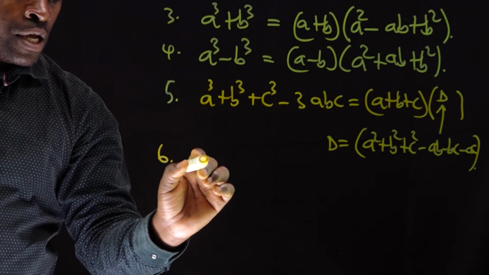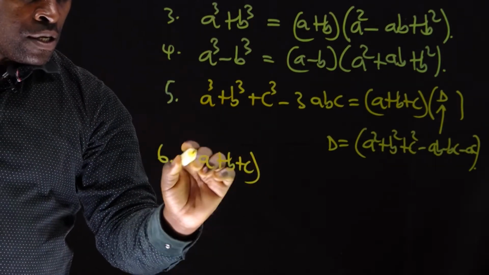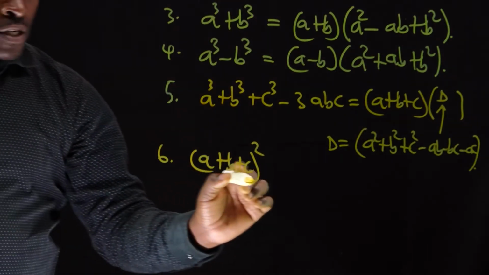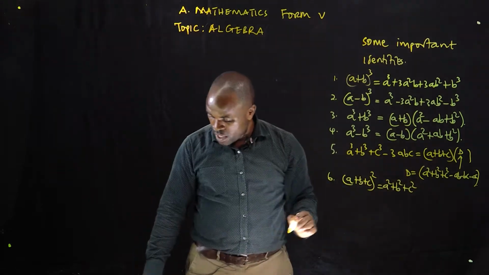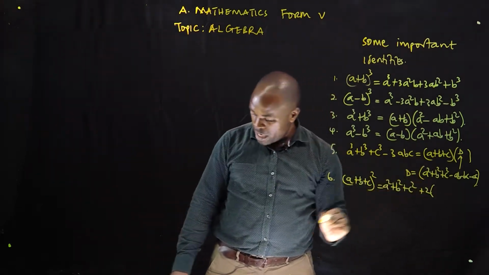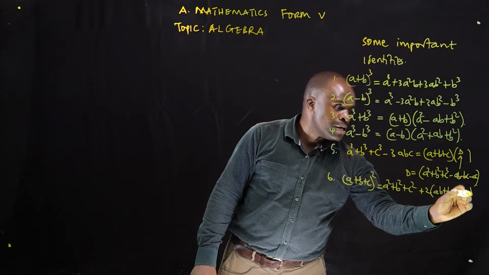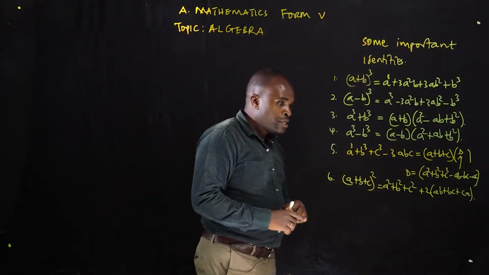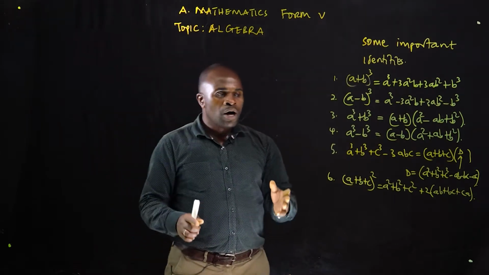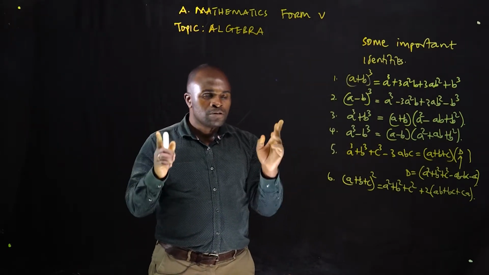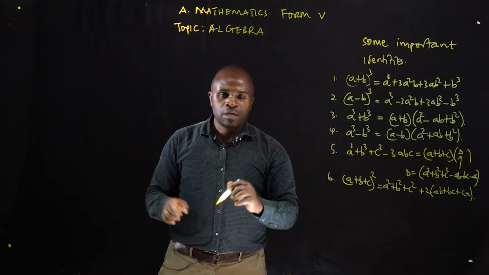This one involves a plus b plus c all squared, which is the same as a squared plus b squared plus c squared, plus 2 times the bracket ab, bc, ca. These are important identities, which, upon working with the formula for the sum of roots and product of roots for both quadratic and cubic functions, we are going to be using to check some questions.